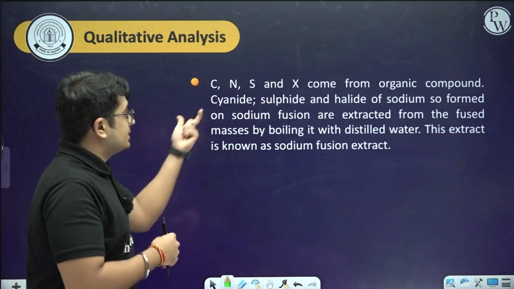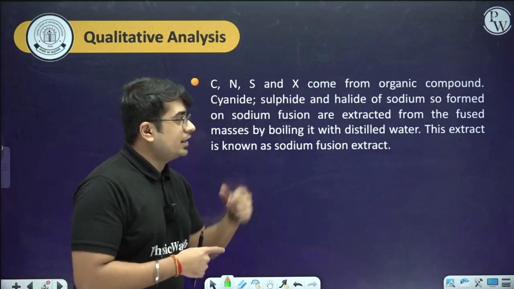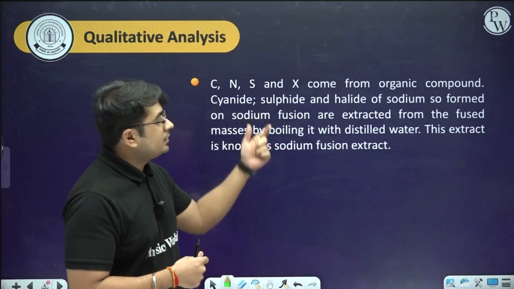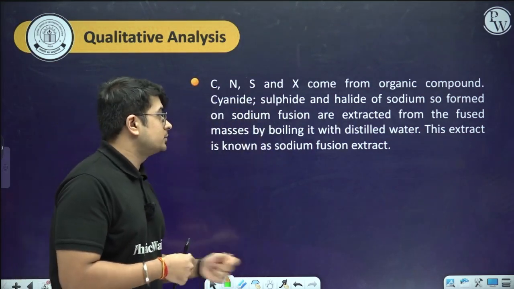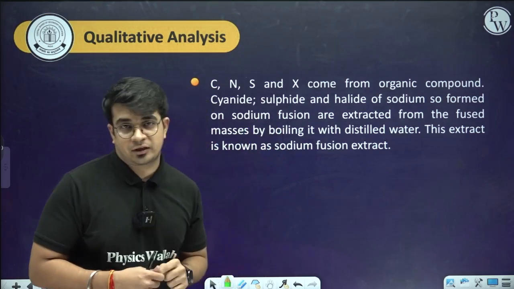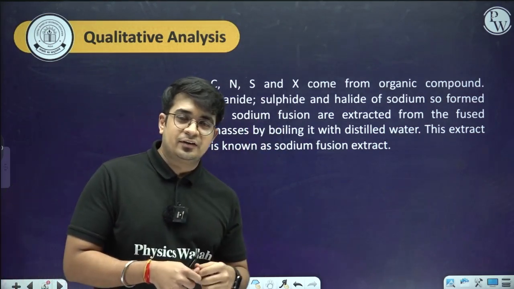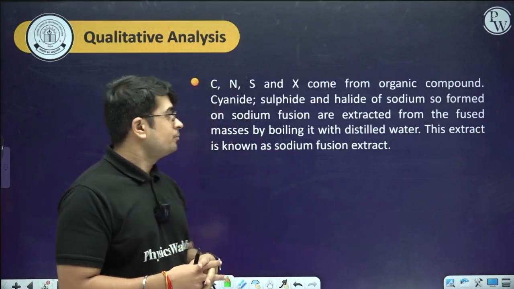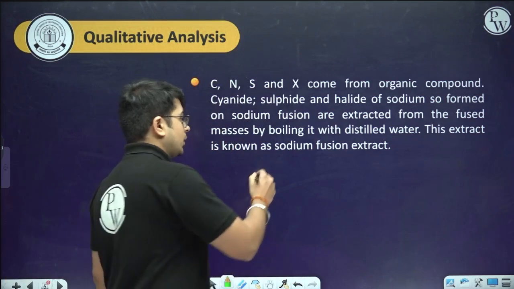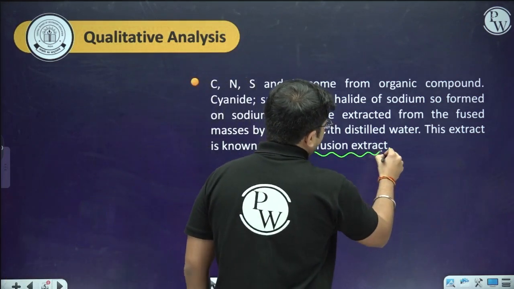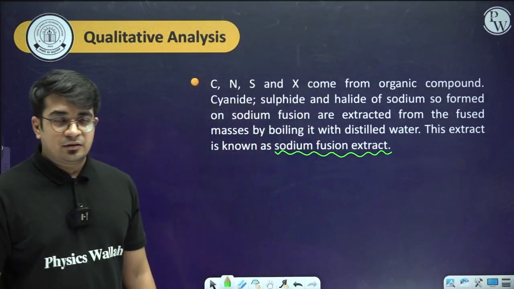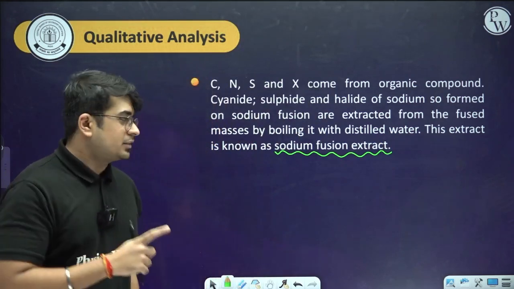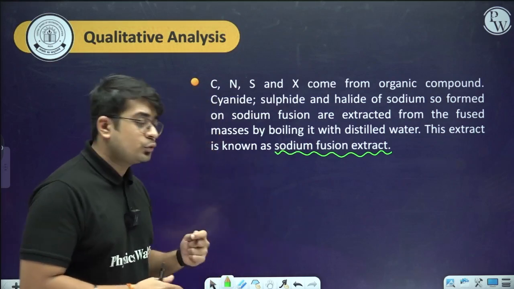What happens is that cyanide, sulfide, and halide of sodium are eventually going to be formed on sodium fusion, and they are extracted from the fused mass by boiling it with distilled water. Because they are water soluble in nature, they are going to come into the aqueous solution, and you can filter out the entire part. And eventually you can form an extract which is known as sodium fusion extract. So for all the tests which are going to be performed for qualitative analysis, the first task is to create sodium fusion extract.